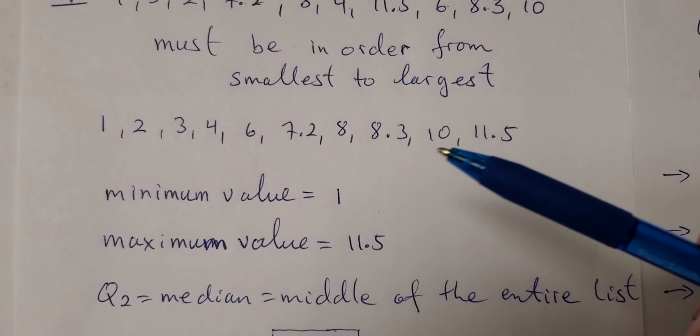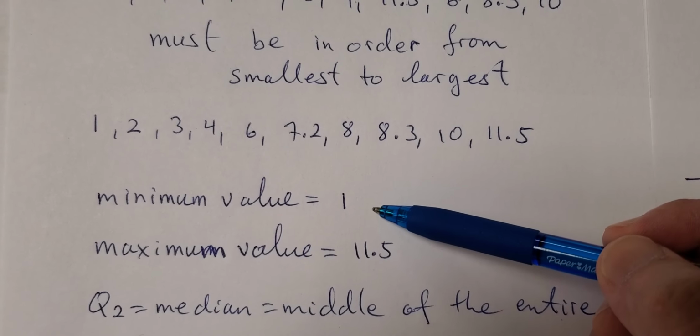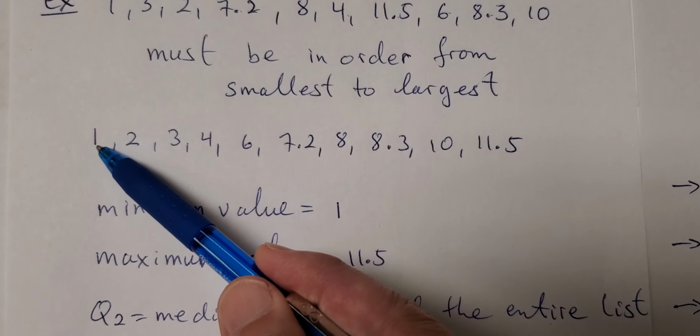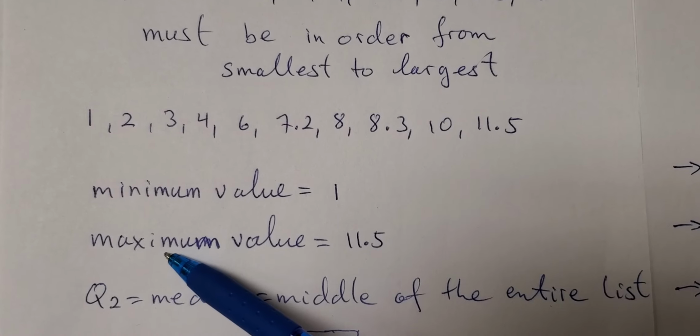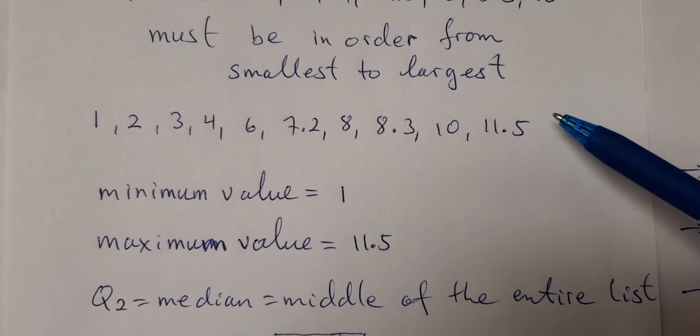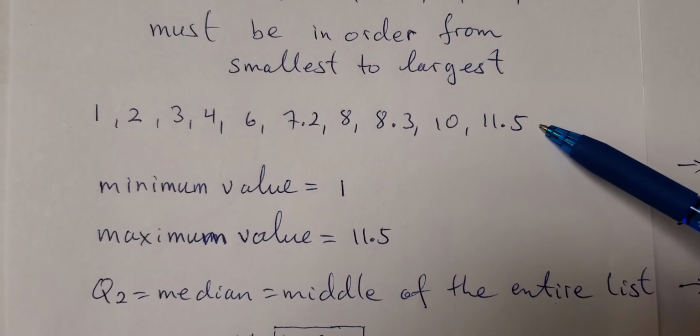Rewrite the list from smallest to largest and make sure that it is in order. The first number that we need to find is the minimum number, which is the smallest number. So in this list, the smallest number is 1. The next number is the maximum value, the biggest number. So in this list, it is 11.5.